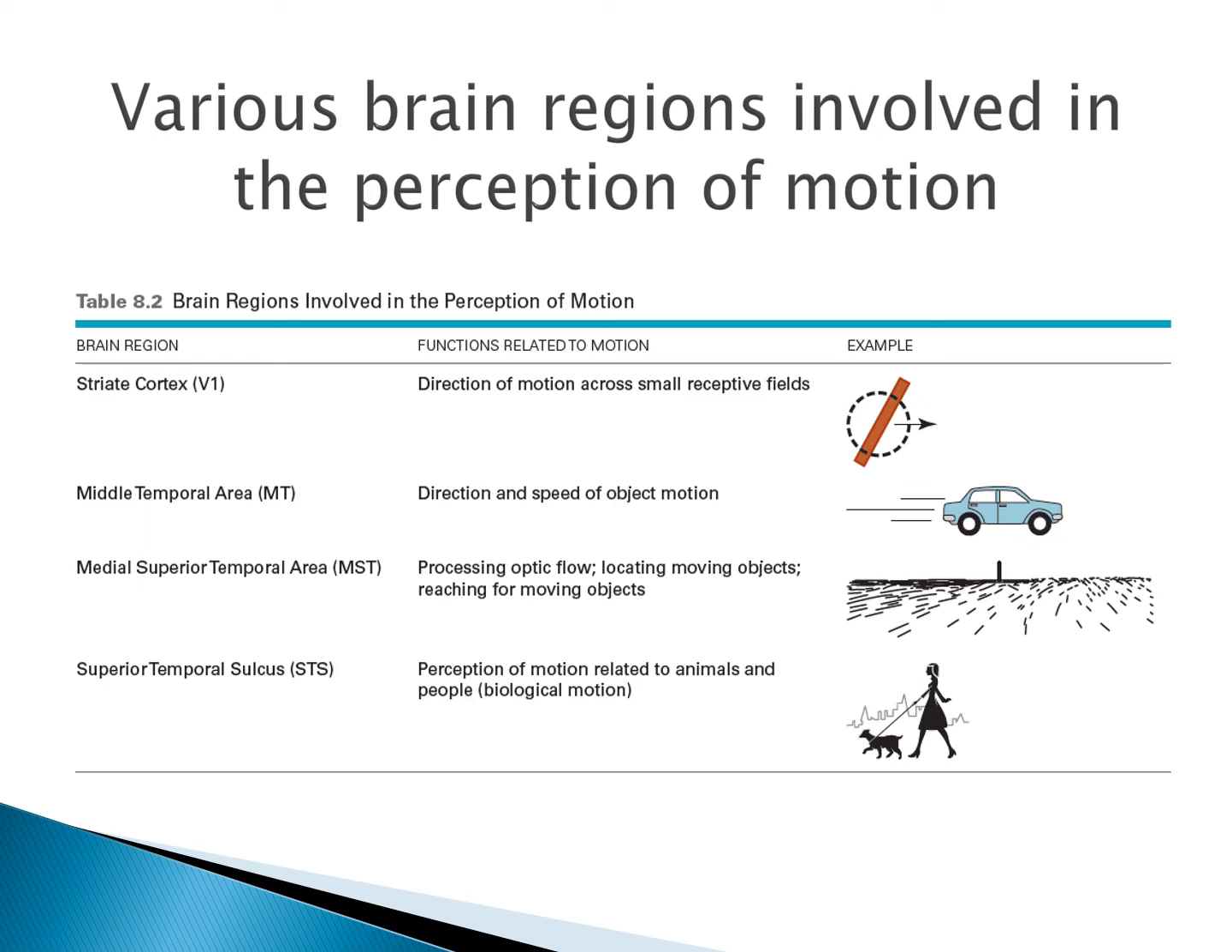The medial superior temporal area, or MST, is helping us to process our own movement within a scene. So the processing of the optic flow, locating moving objects, and then reaching for those moving objects, all of that is aided by MST. And then the superior temporal sulcus, or STS, is helping us to perceive biological motion, which I've mostly talked about with people and the point light walkers, but this relates to animals as well.